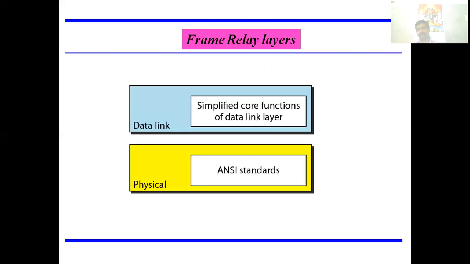Next one is frame relay layers. This frame relay has two layers: one is the physical layer, another one is the data link layer. So how many layers does it have? Two layers: physical layer and data link layer.